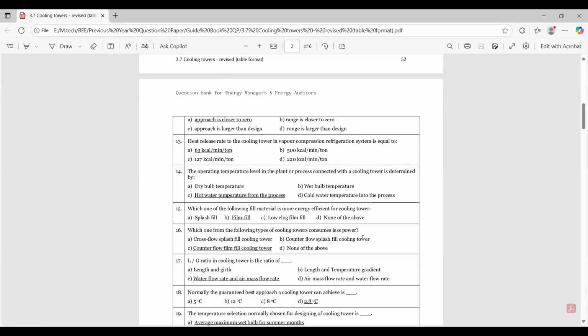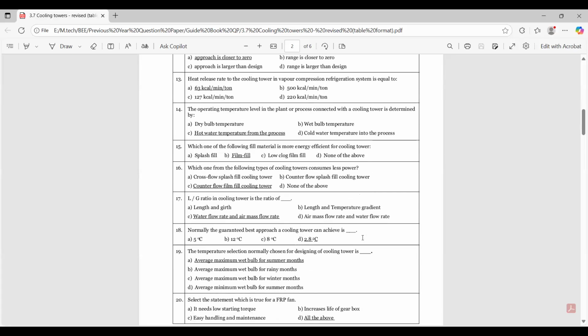Normally, the guaranteed best approach of the cooling tower is 2.8 degrees Celsius. Now they are claiming that; previously, it was 3.2 degrees Celsius. The temperature normally chosen when designing a cooling tower is the average maximum wet bulb temperature for the summer months. So what is the summer month wet bulb temperature? That would be chosen to select a cooling tower. That's how the cooling tower is calculated: the fills are calculated, the size of the cooling tower is calculated, based upon summer temperatures.